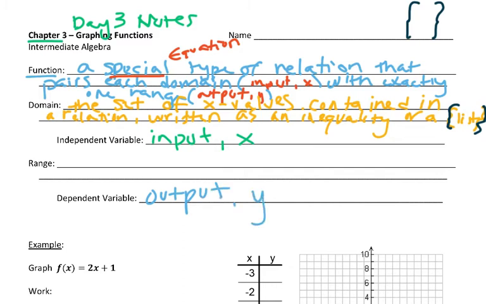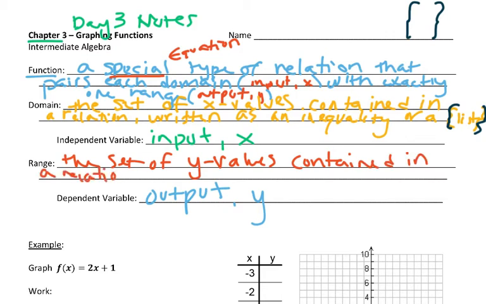So its official definition is the set of y values contained in a relation written as an inequality. Remember, inequalities are that less than or equal to idea, or a list, of course.